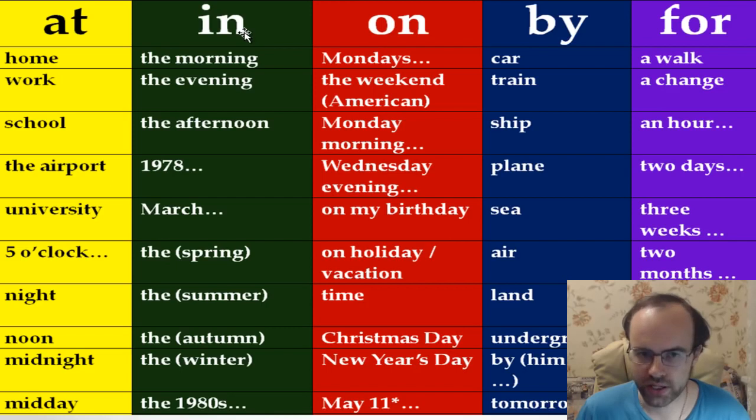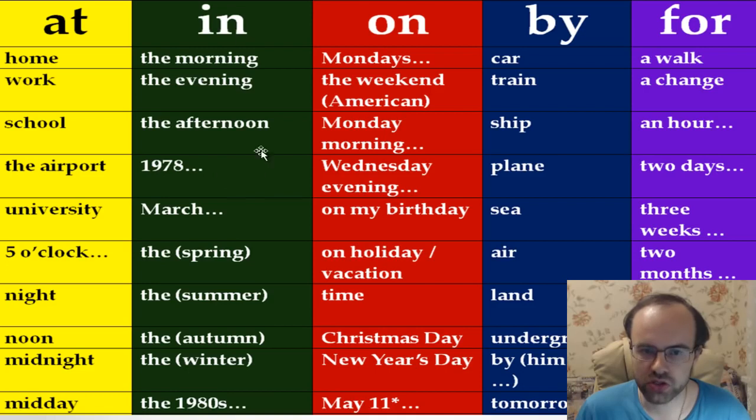So, we say in the morning, in the evening, in the afternoon. Then we use in with years. For example, in 1978, in 1999, so in 2015, and so on, so with years.